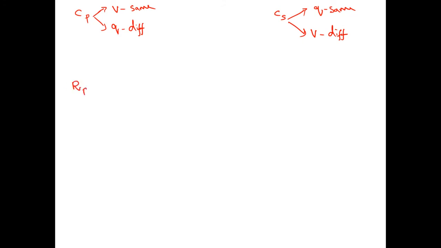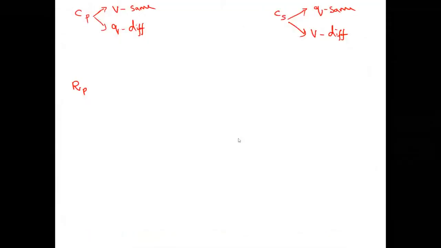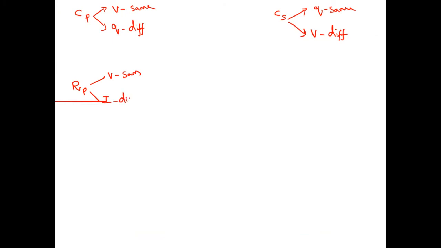So it will be the same for the resistance. Suppose you have resistance in parallel, which will be the same? Voltage will be the same, but your current is different. If you have resistors in series, your current is the same, but your voltage is different. My dear, keep this point in your mind.